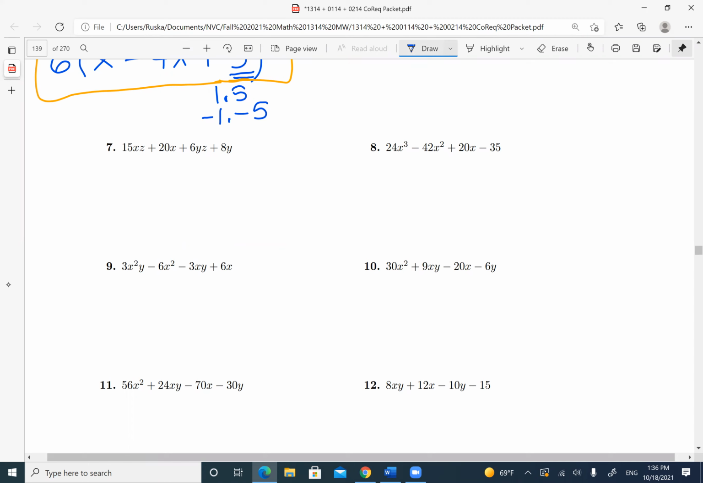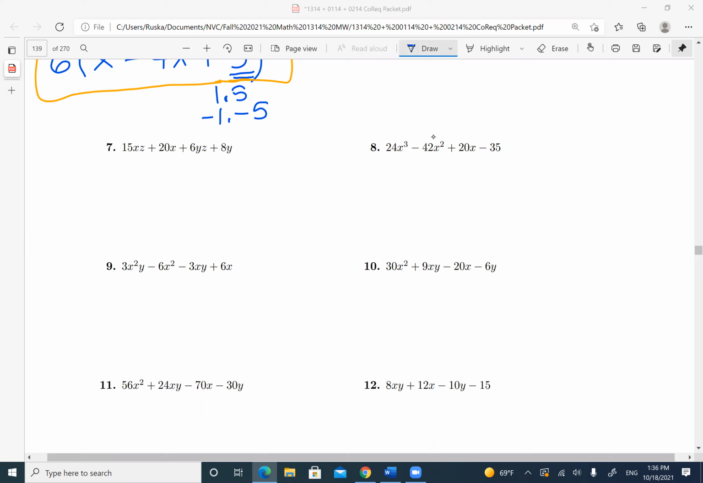Let's start with 7, 8, 9, 10, 11, 12. Which one? Let's start with 7. If you don't pick, I'll pick. Okay, somebody said 9. We're going to do 9 also.